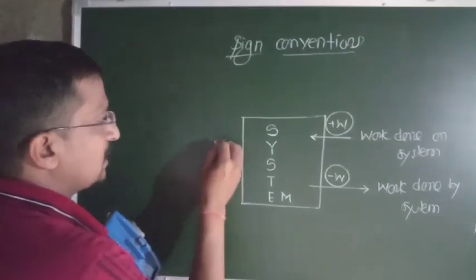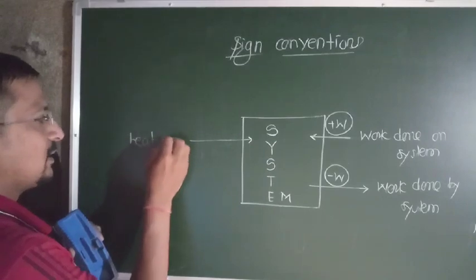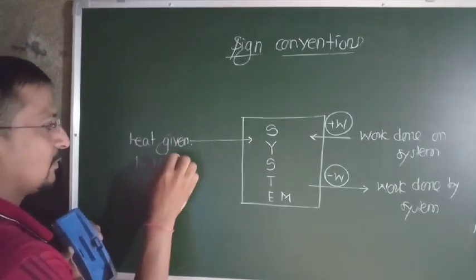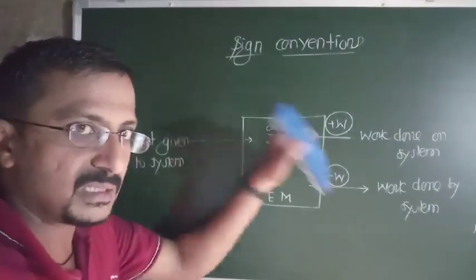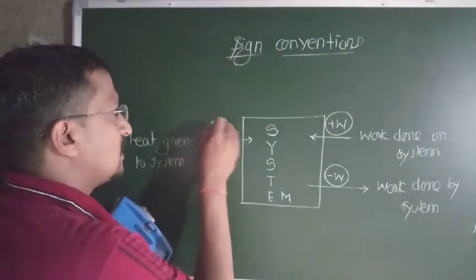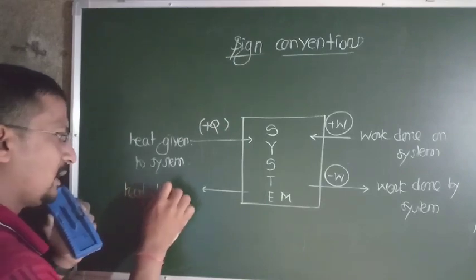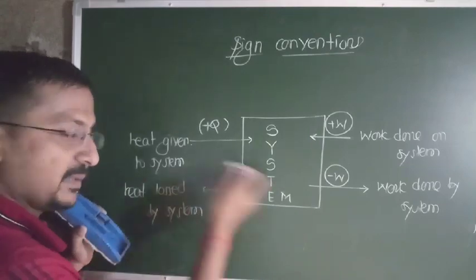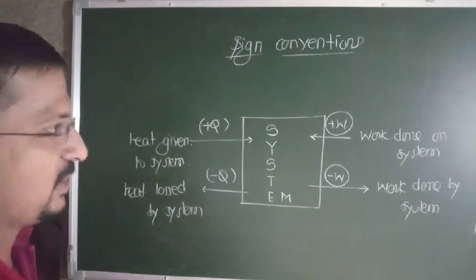Now similarly, if heat is given to the system, it increases the energy of the system, so it is plus Q. And heat lost by the system, in the sense that it is given from the system, that's why it is minus Q.